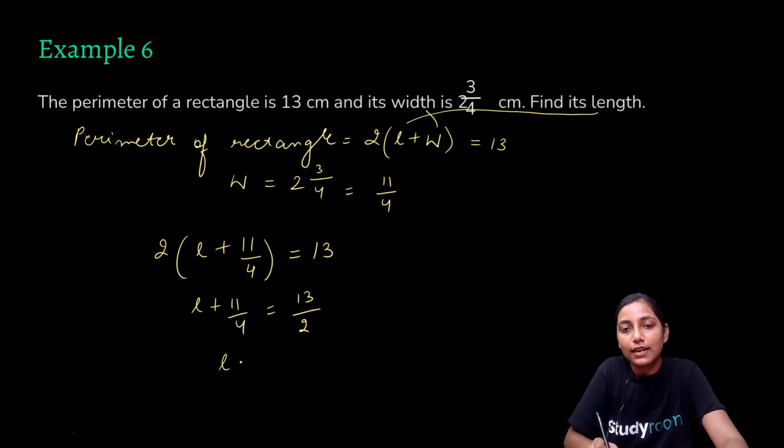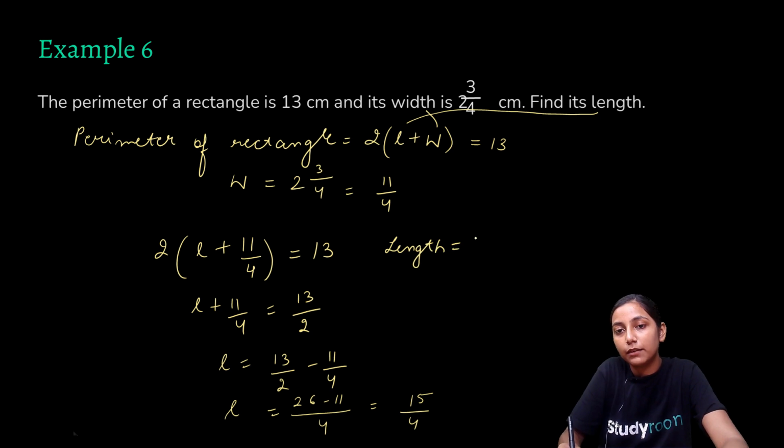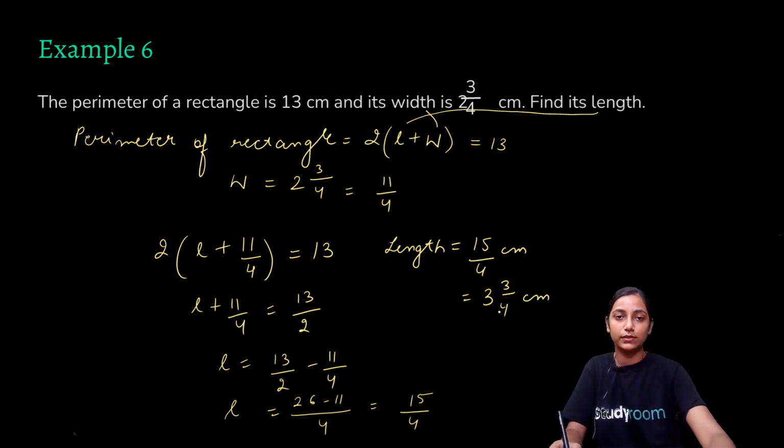In order to find L, we'll take 11 by 4 to the other side. It will become minus 11 by 4, and this is going to be 4. 26 minus 11, that is 6 minus 1, 5 and 2 minus 1, 15 by 4. So what is our length coming to be? Our length is coming 15 by 4 centimeter, or we can write it as 3 3 by 4 centimeter. 4 3s are 12, 13, 14, 15 by 4 centimeter.